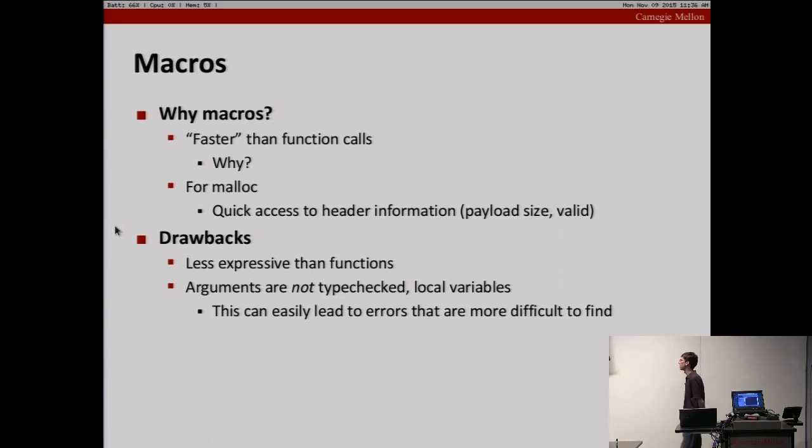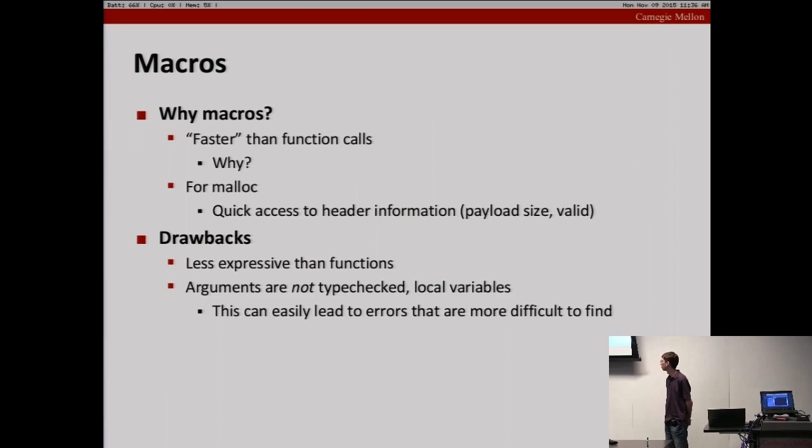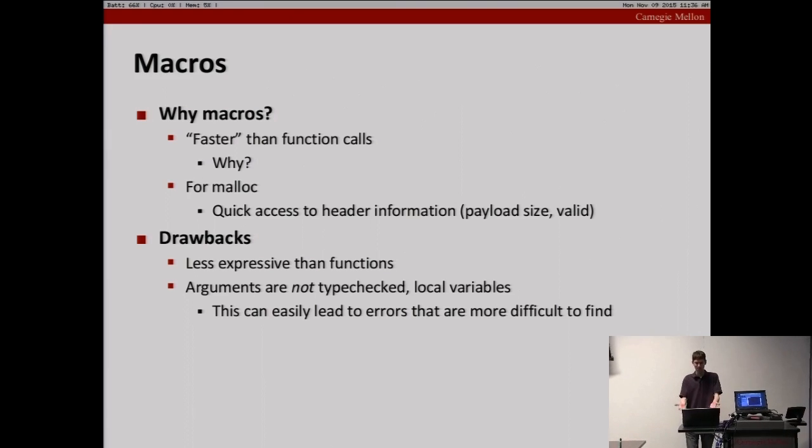Drawbacks of macros: they're not as expressive as functions. You can't do everything you can do with a function with macros because they don't have a return. It replaces with the body, so you're not actually returning something. You're not given type-checked local variables, so the arguments to a macro, you just replace with whatever's in there. You can't assert that you can only put an int in there. The type checking happens after the replacement, and that can be confusing. Also the variables aren't local variables, so if you're doing state updates, if something in there is a pointer or updates state somehow, you might not be able to easily see what's going on.